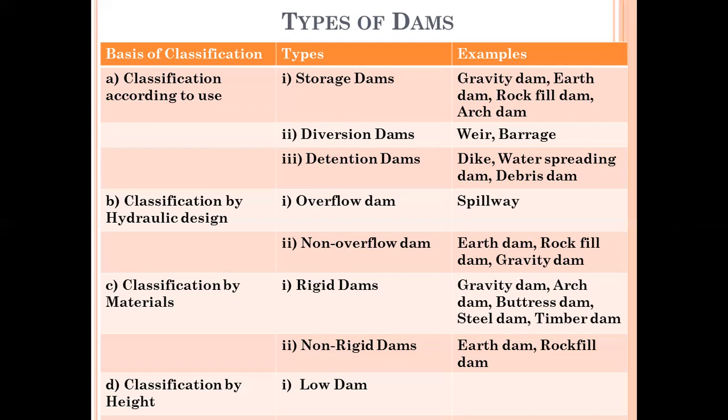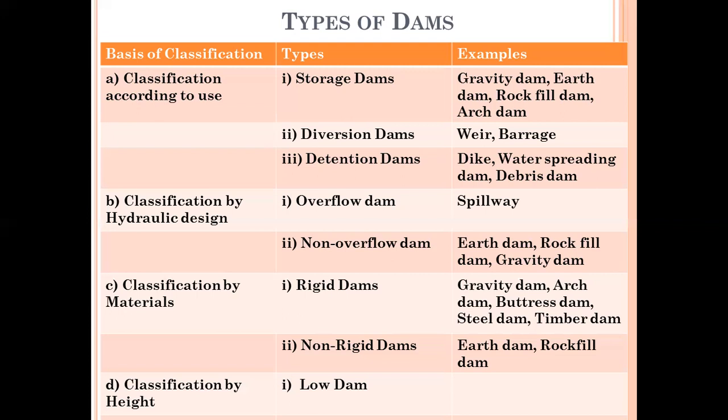The second classification is depending on the design of the dam, the hydraulic design of the dam. In this, there are two types of dams, overflow dam and non-overflow dam. Overflow dams are those where the water overflows from the dam. Non-overflow dams are those where the water does not overflow from the dam. Examples of non-overflow dams are earth dams, rockfill dams.